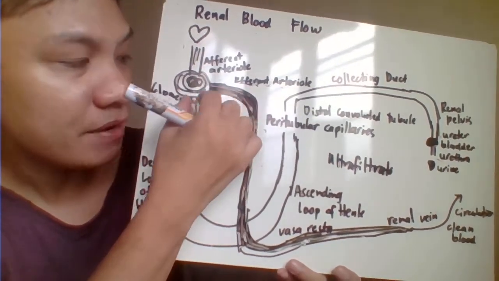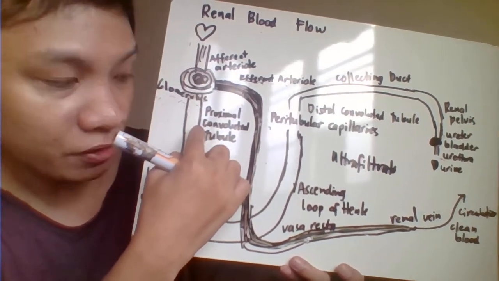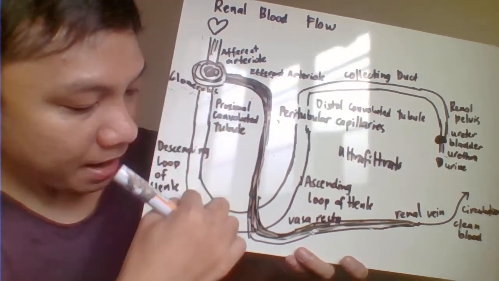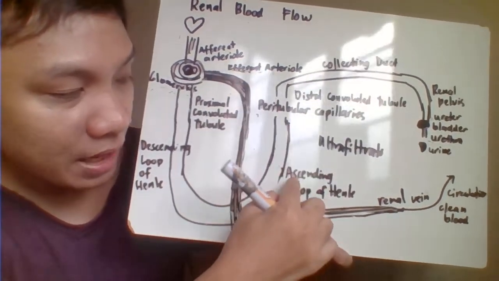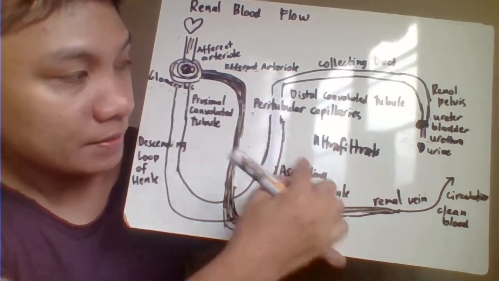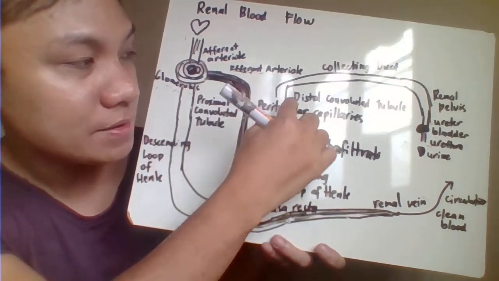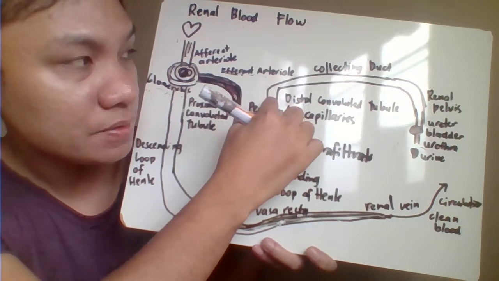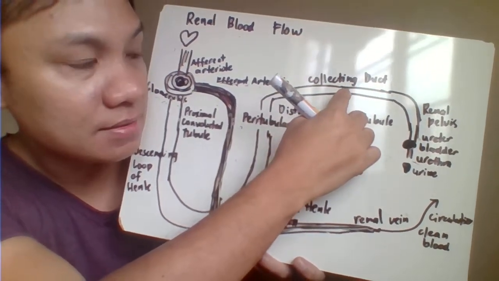The renal tubules, after your glomerulus, start with your proximal convoluted tubules. Pababa, that's your descending loop of Henle. Pakyat ulit, that's your ascending loop of Henle. Then, dito sa dulo, this is your distal convoluted tubules. Then, end up with the collecting ducts.